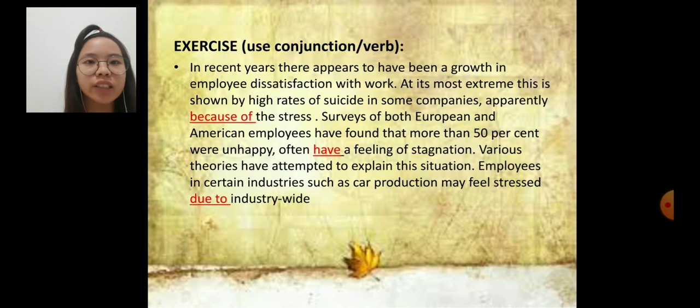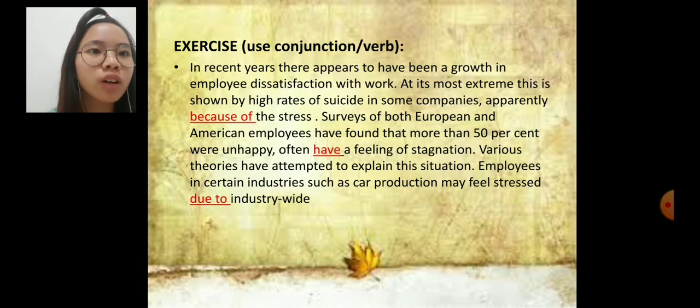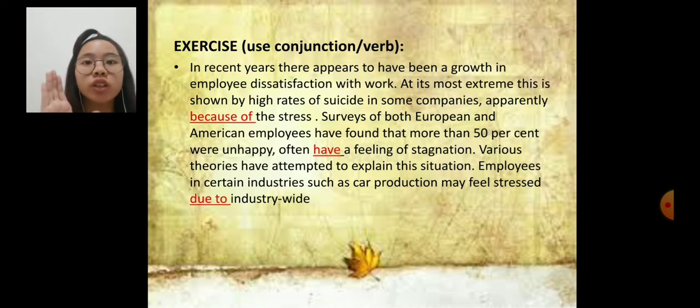And here is the last example. Let's say that we should complete the paragraph below. For the first sentence, the second sentence that needs to be filled is: at its most extreme, this is shown by high rates of suicide in some companies. Apparently, we use a conjunction here: because of the stress.